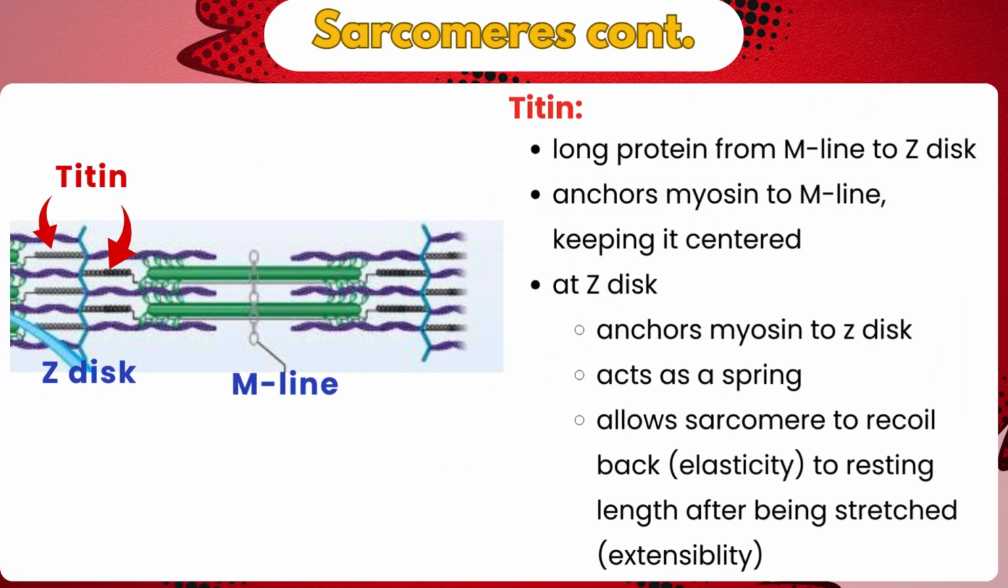Titin is a long, thin protein that runs from an M line to a Z-disc. At the M line, titin runs below it and anchors myosin to it, keeping myosin centered in the myofibril. Titin also anchors myosin at the Z-disc, but at the Z-disc, titin is shaped like a spring. This allows sarcomeres to recoil back to their resting length after being stretched. For this reason, titin is the main reason muscles have extensibility and elasticity.